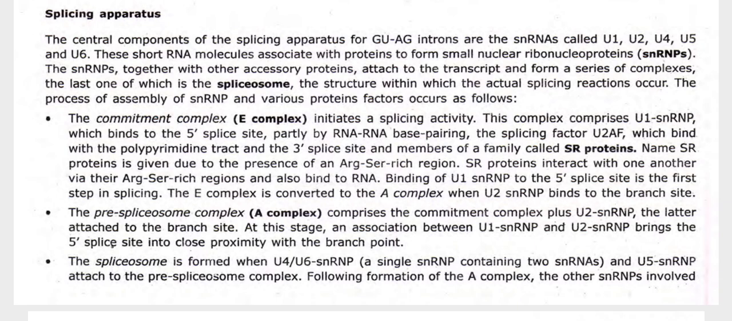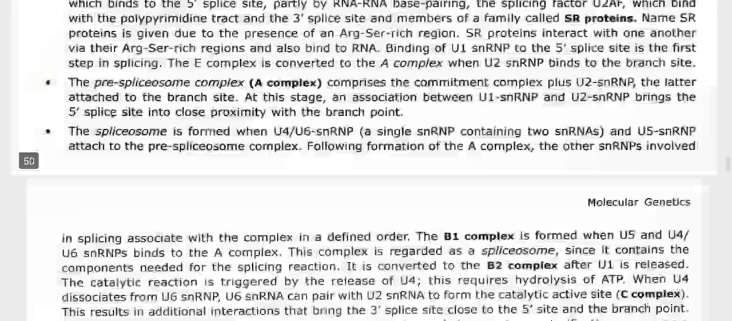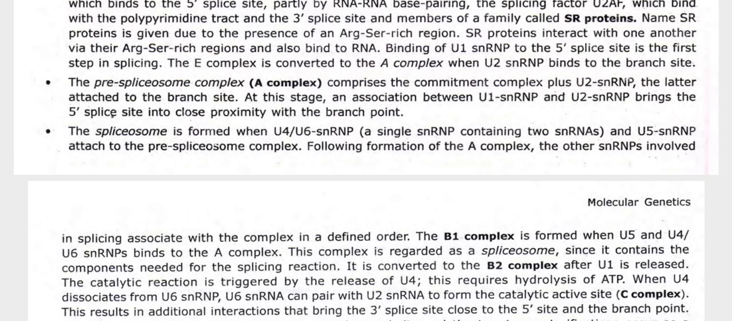The E complex is converted to an A complex when a U2 snRNP binds to the branch site. The pre-spliceosome complex, the A complex, comprises the commitment complex plus U2 snRNP. The latter attaches to the branch site. At this stage, an association between U1 snRNP and U2 snRNP brings the 5' splice site into close proximity with the branch point.